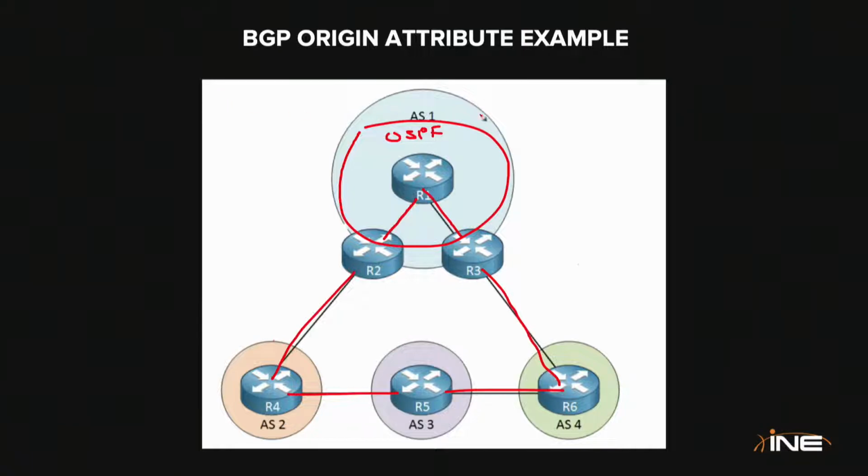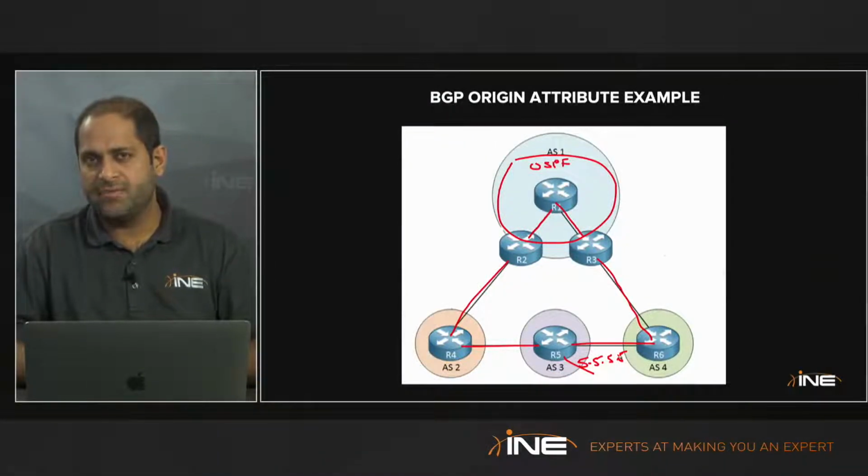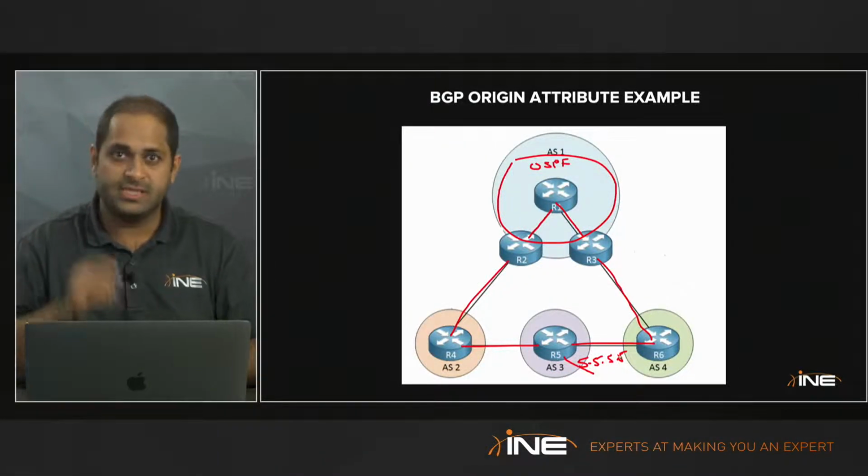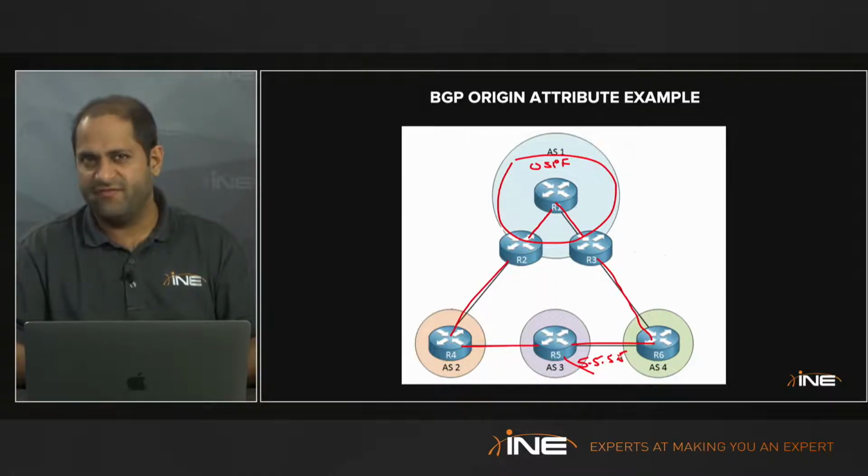Now, as of right now, R5 is advertising 5.5.5.5 in BGP, and he is advertising that using the network statement. So how should all the routers see that route? They would see that route as IGP, which means I, if you do a show ip bgp. Let's in fact quickly verify that first.